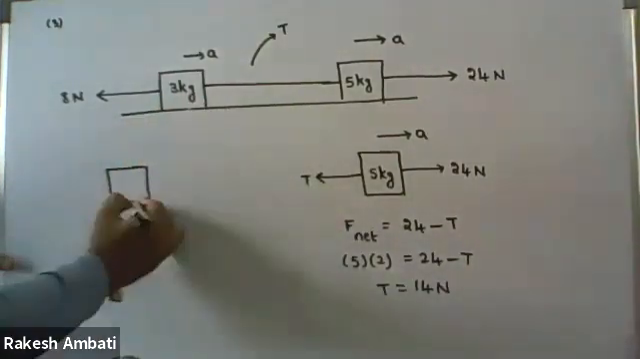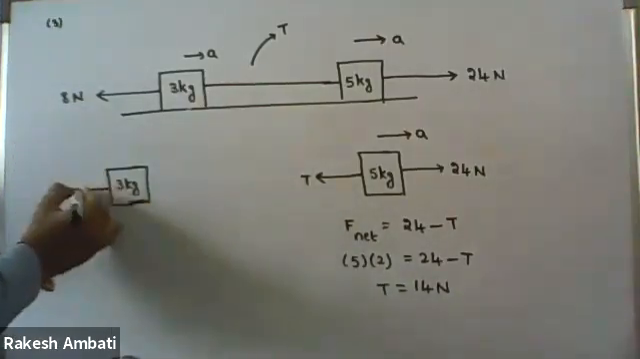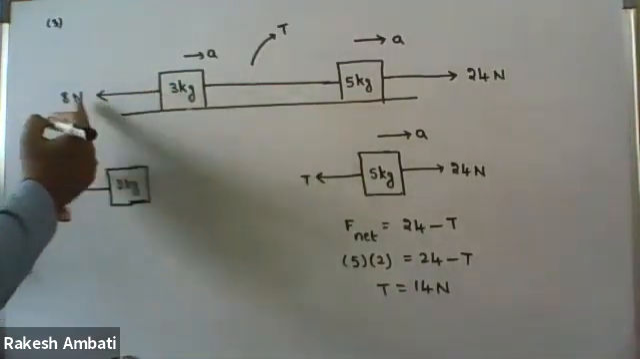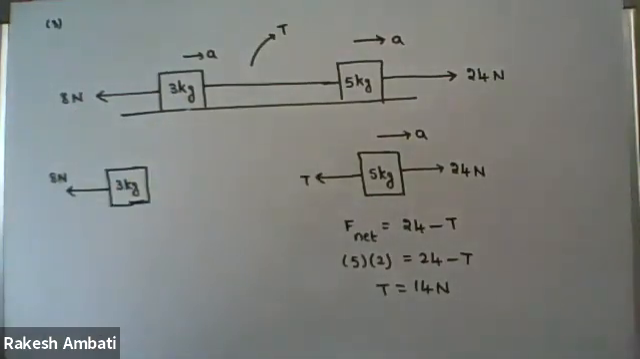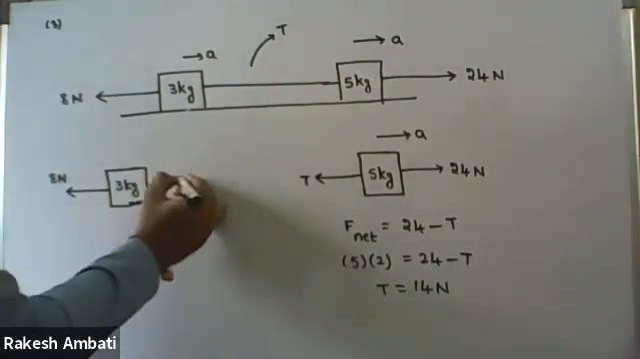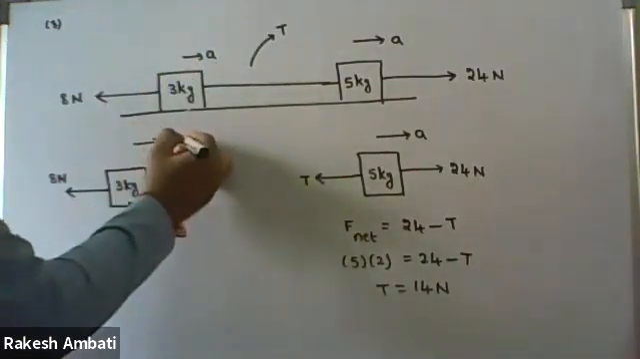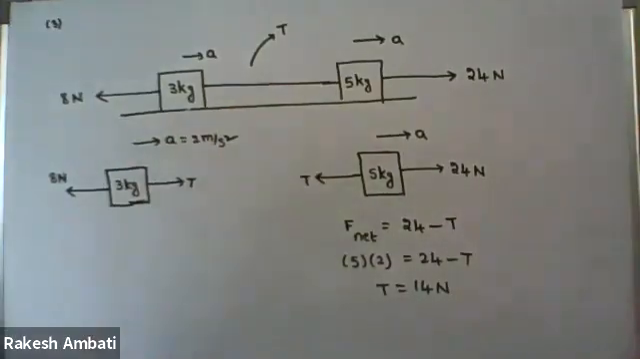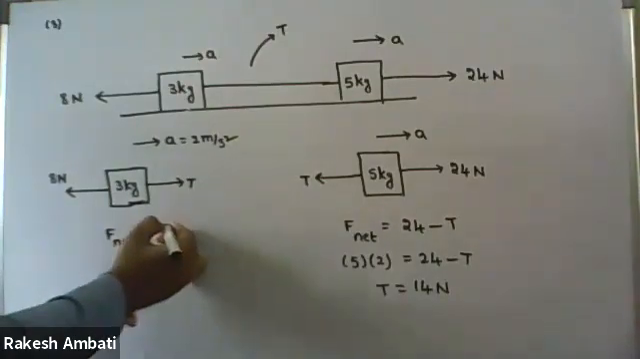Let us verify it with the 3 kg block. On the 3 kg block, the applied force is 8 newtons. The direction of tension force is rightwards, and the direction of motion is rightwards. The acceleration we already have is 2 meters per second square. Now the dynamic equation is T minus 8.